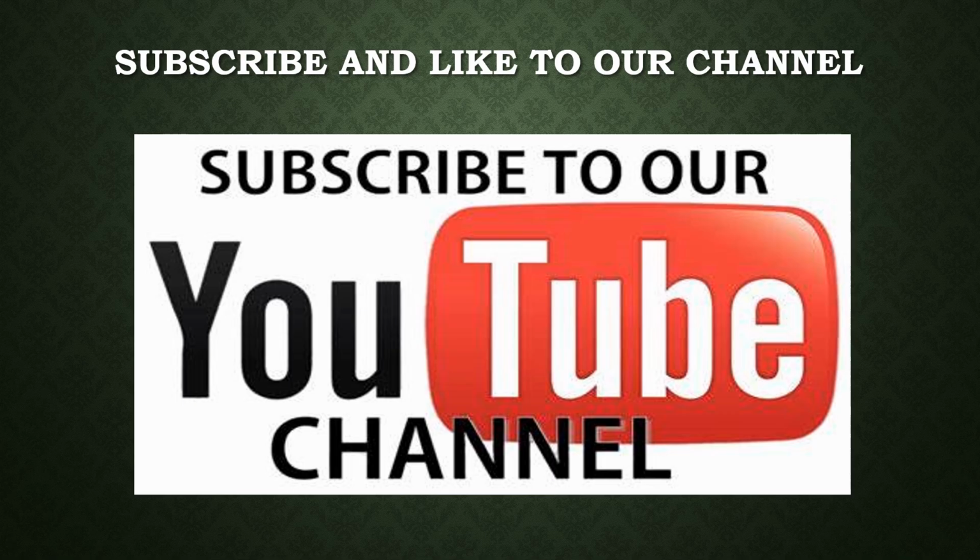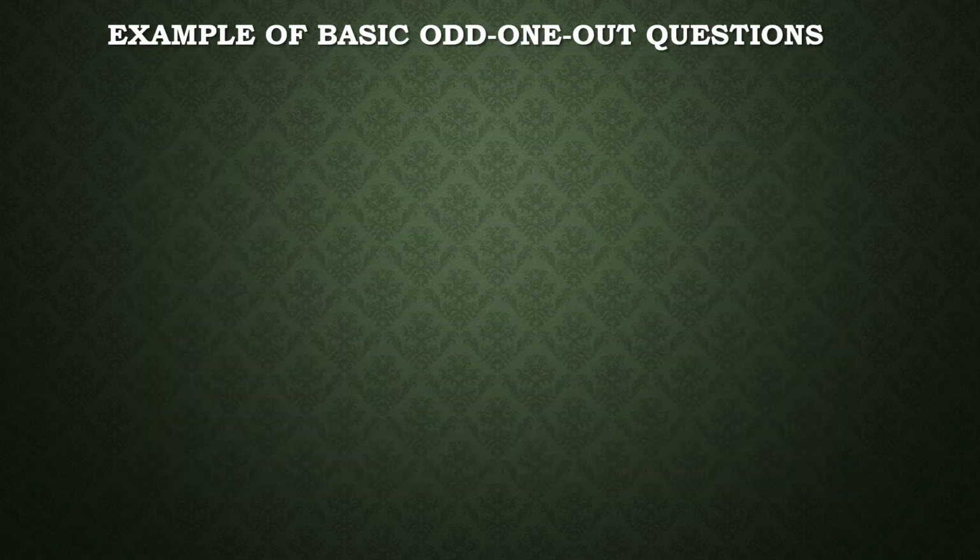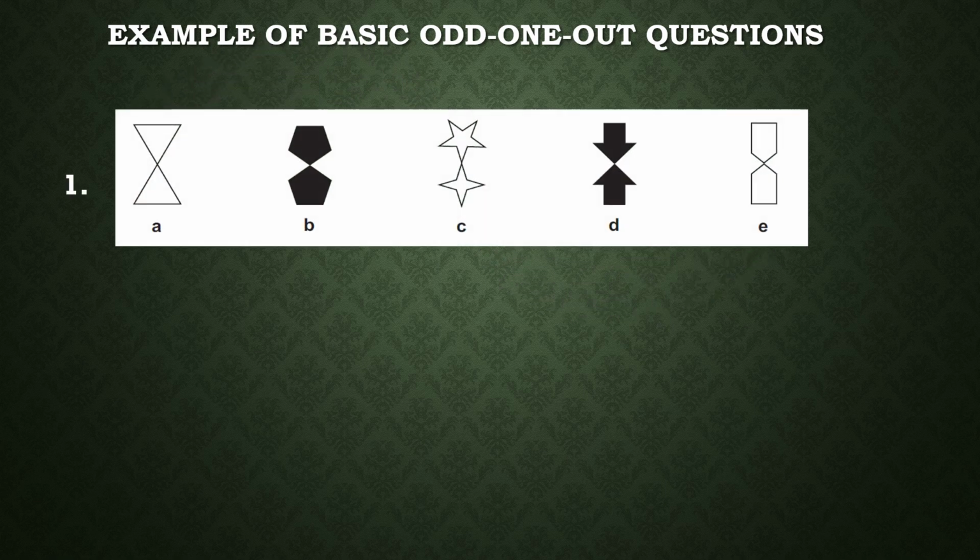So let's get started with today's content. If we see the very first example, we can see there are two shapes, top and bottom, and they both are identical. So we need to identify the one shape which is not following that particular rule. The clue here is that the same shape should be top and bottom.